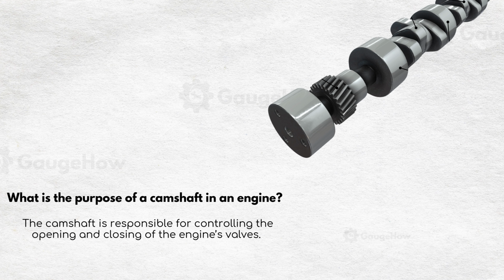What is the purpose of a camshaft in an engine? The camshaft is responsible for controlling the opening and closing of the engine's valves. It has lobes that push against the valves, allowing the intake and exhaust process to occur.